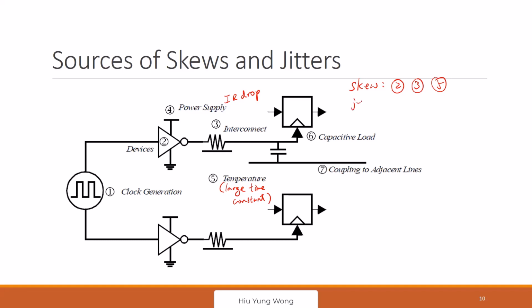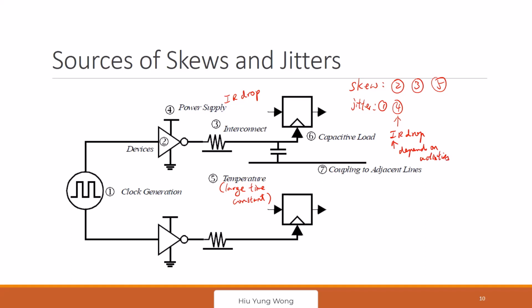Okay, for jitter, obviously, one is the clock source, right? The clock source has jitter, right? That's why we need this phase lock loop. We are not covering that here, right? Four is the power supply. In particular, power supply is because of the IR drop, and I depends on activity. So this is something we cannot predict, right?